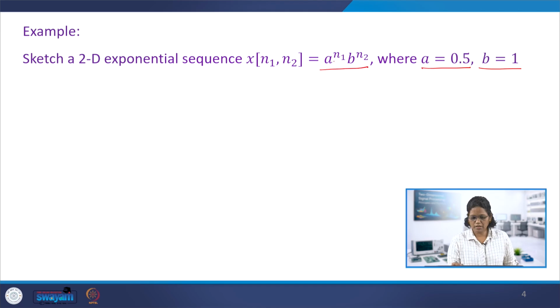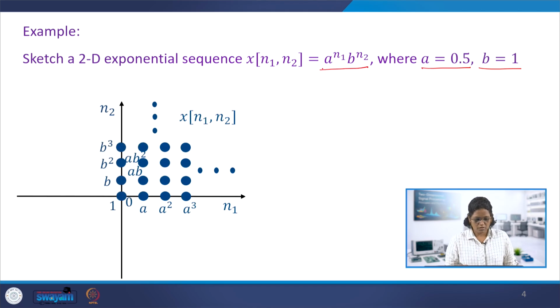So how do we get this exponential in 2D? Let's see: n1 is on the x-axis and n2 is on the y-axis. If n1 equals 0 and n2 equals 0, this contributes 1, so that's the point where we get 1. If n1 is 1 and n2 is 0, this would be a, the next point. Then n1 is 2, giving a square, when n2 is 0, and similarly when n1 equals 3, you get a cube. You get these points.